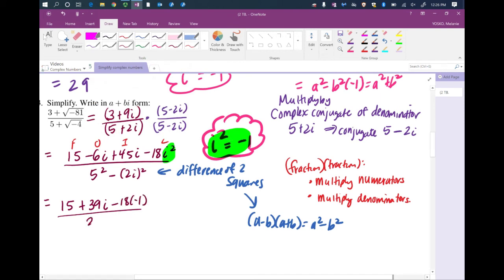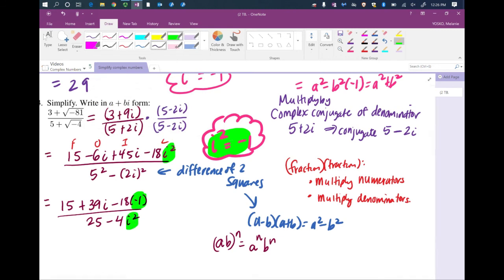Same thing on the bottom. We're going to have a 25. We're going to have a negative 4i squared, because if you have a times b to the n power, that's the same as a to the n times b to the n. So that's what we're doing here, right? 2 squared, i squared. So here we go. But we also know that i squared is negative 1. So this and this are both going to get a negative 1 instead.